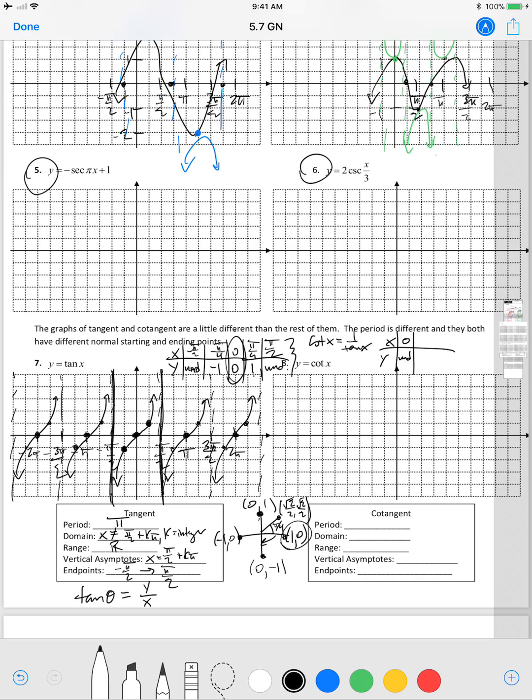1 over pi over 4 right here, or 1 over the tangent of pi over 4, it's going to be 1. Pi over 2, tangent of pi over 2 was undefined, but now I have 1 over 0, which ends up being 0. A lot of fraction flipping going on there. And then 3 pi over 4 will give me negative 1. And then pi is undefined. So I'm just taking those from the unit circle.